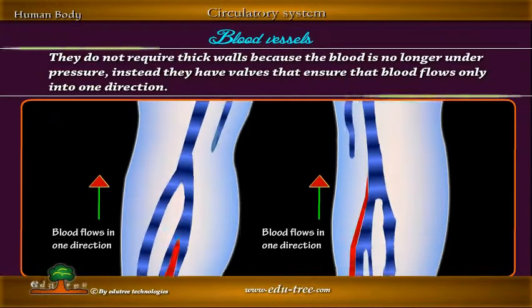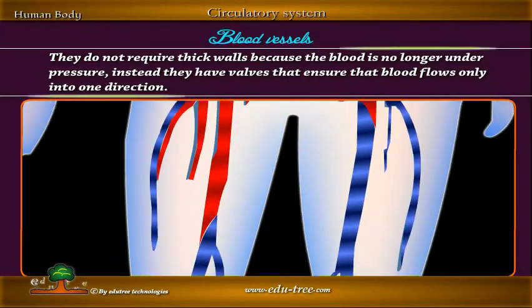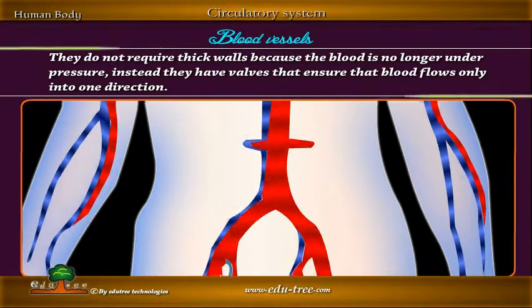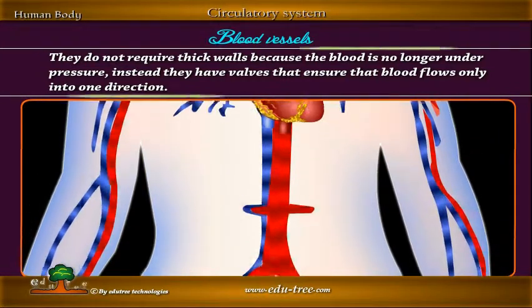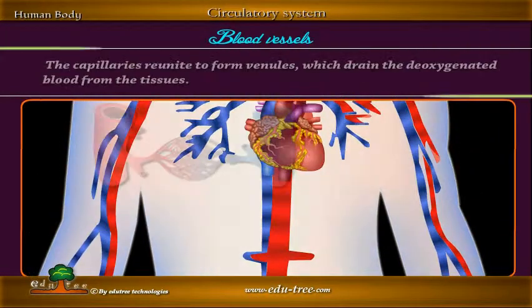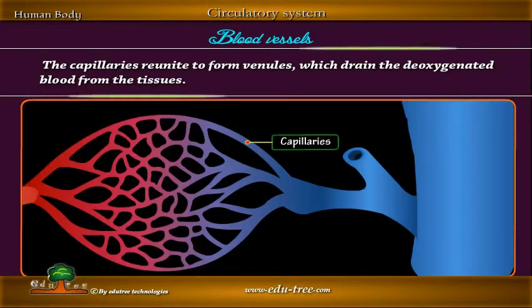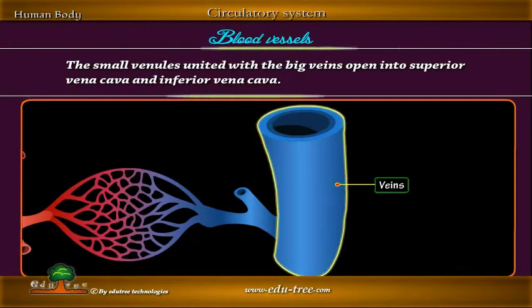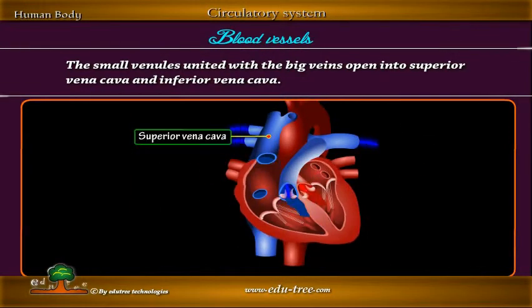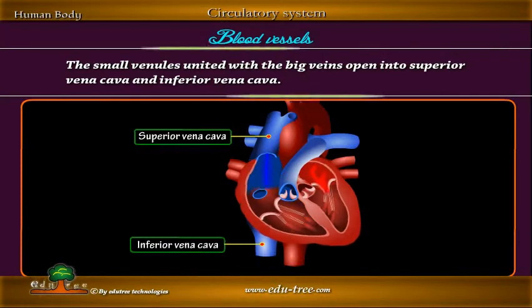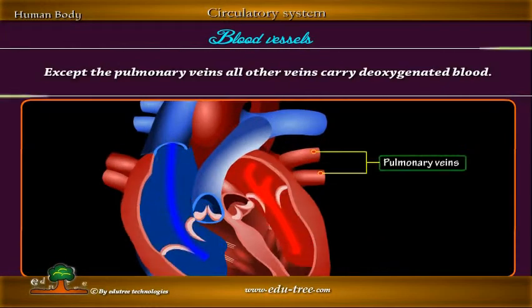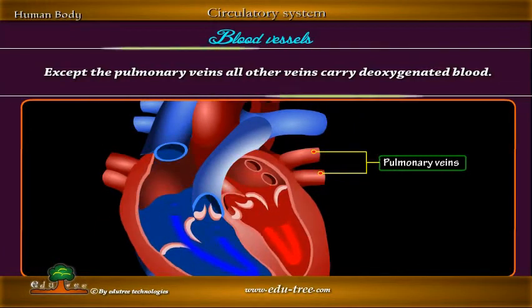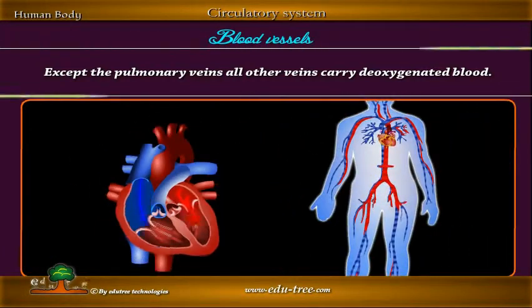They do not require thick walls because the blood is no longer under pressure. Instead, they have valves that ensure that blood flows only in one direction. The capillaries reunite to form venules, which drain the deoxygenated blood from the tissues. The small venules unite with the big veins and open into the superior vena cava and inferior vena cava. Except the pulmonary veins, all of the veins carry deoxygenated blood.